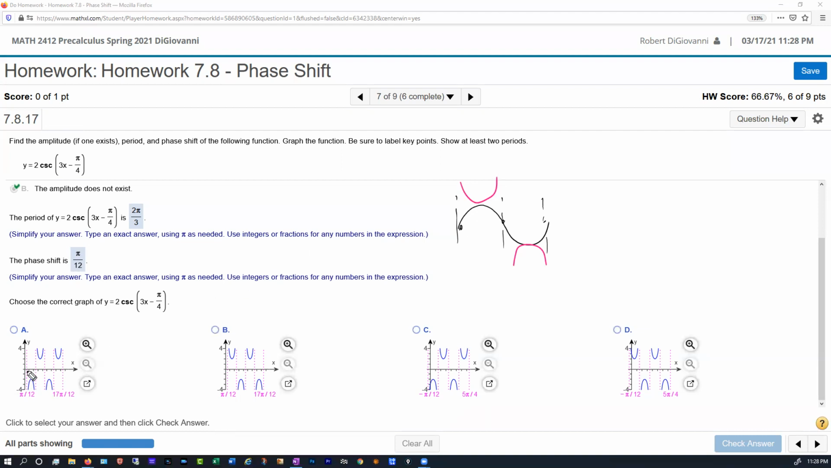So see the pi over 12 here, but see the U starts at the bottom. It can't be this one. This is pi over 12 and the U starts at the top. It looks like that. Can't be that. Can't be this one because it's been phase shifted to the left instead of to the right. So it's got to be that one.